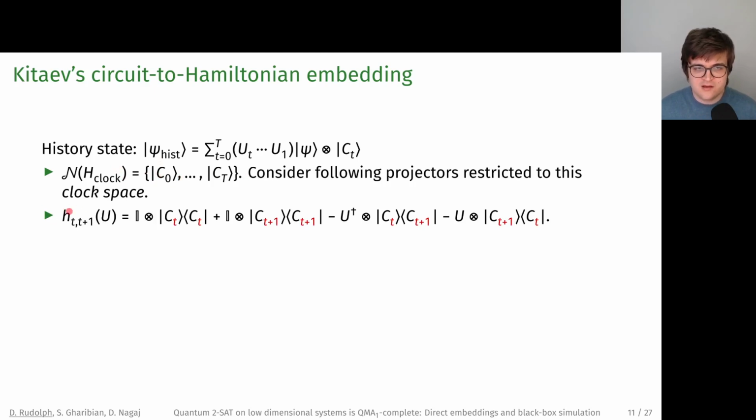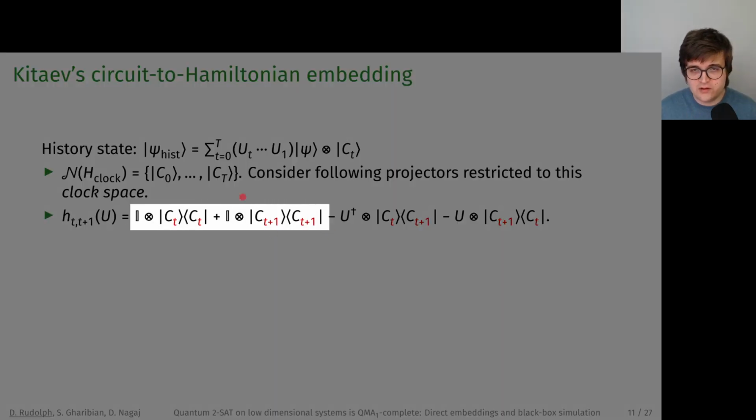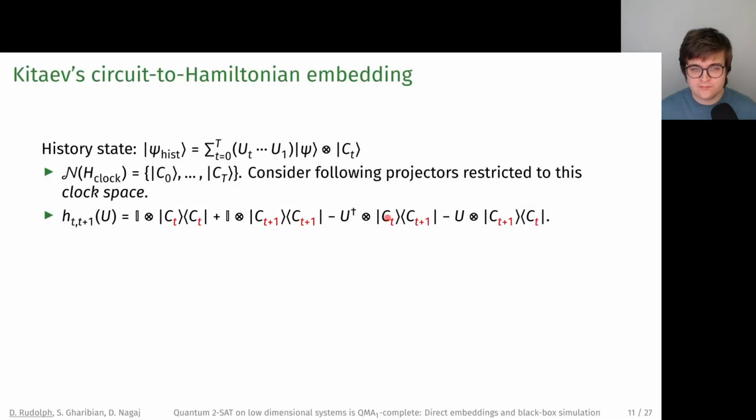The main gadget is this transition Hamiltonian, which implements the unitary U from time step t to t+1. These terms work like this. If you have C_t to t+1, you want to apply U. From t+1 to t, you want to apply U dagger. And then we have these additional terms to make the whole thing a projector.